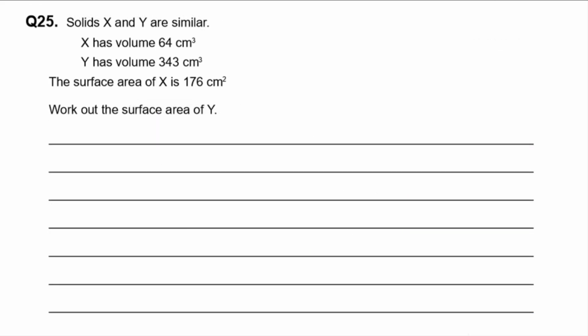Question 25. Solids X and Y are similar. X's volume is 64 cubic centimeters, Y's volume is 343 cubic centimeters. The surface area of X is 176 centimeters squared. Work out the surface area of Y.